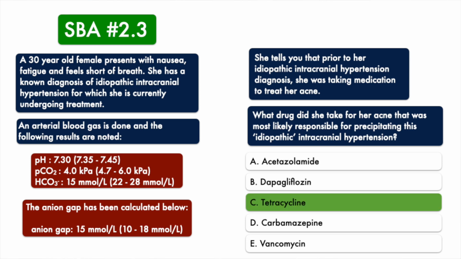Tetracycline, the only drug on this list that is currently recommended for acne treatment and a side effect of which, albeit rare, is intracranial hypertension. Acetazolamide is a carbonic anhydrase inhibitor, as we've just discussed, used to treat idiopathic intracranial hypertension, not precipitate it. Dapagliflozin is an SGLT2 inhibitor used in the management of diabetes. Carbamazepine is an antiepileptic, and vancomycin is also an antibiotic like tetracycline, but not used in the treatment of acne.